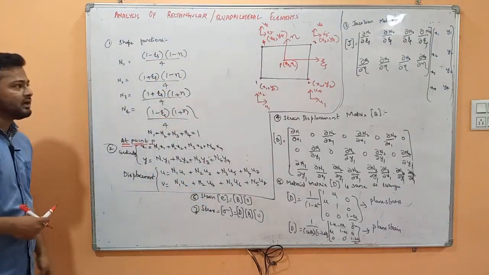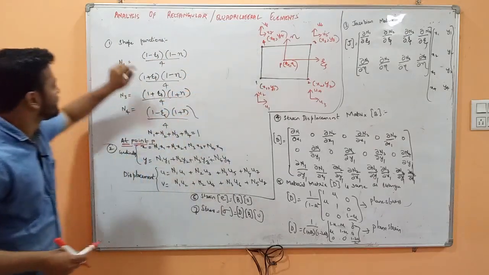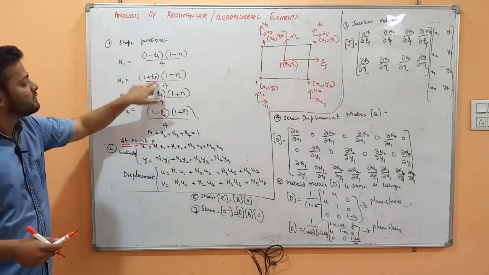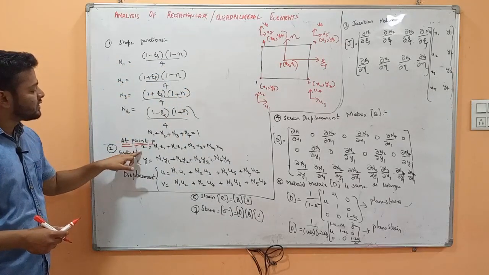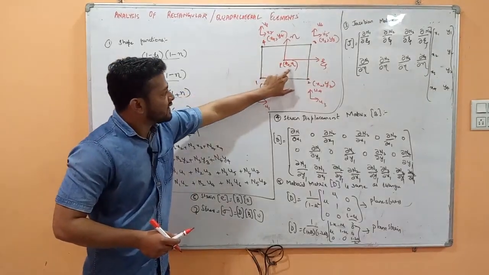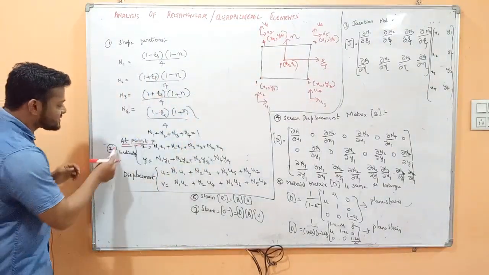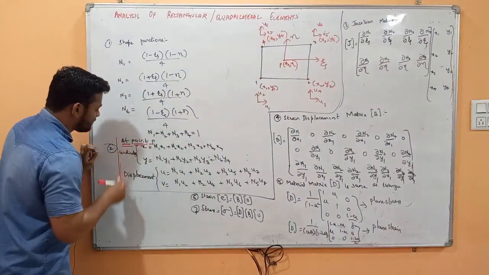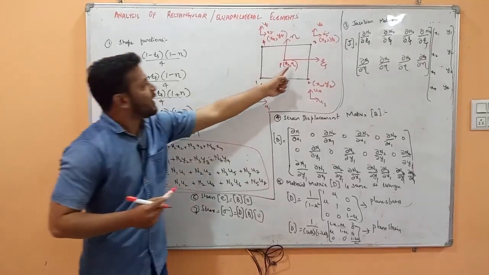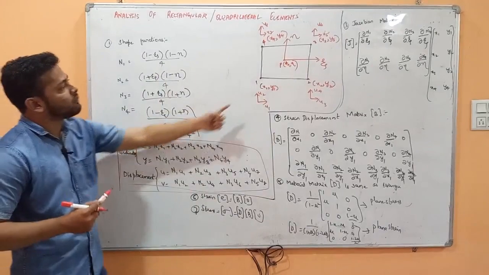I'll quickly recapitulate what we have studied today. If a rectangle and coordinates are given, the first step is to find out N1, N2, N3, N4. These values will be given. After we get those values, we can find out the coordinates at point P, where xi and eta are given, to find x and y. We can find them by using this second formula. You can find x, y here, and you can also find the displacements u and v at that point P.